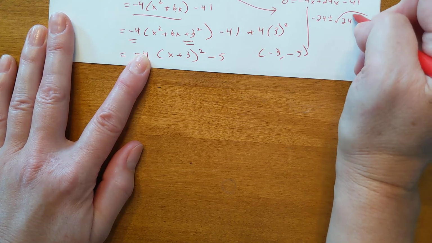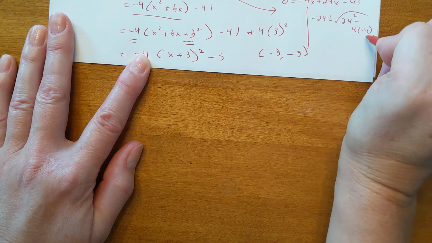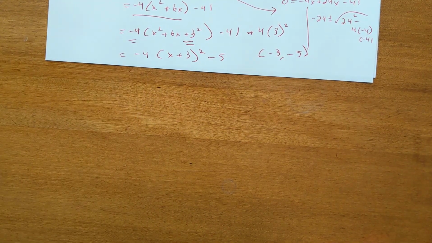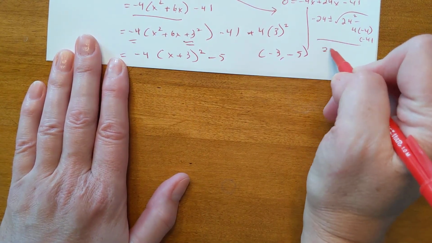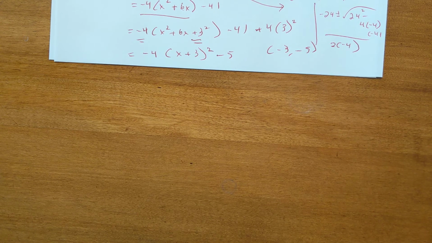minus 4 times negative 4 times negative 41, and over 2 times a, or 2 times negative 4. I'm so out of space, I should grab another piece of paper. I'll get another piece of paper. That's just crazy.